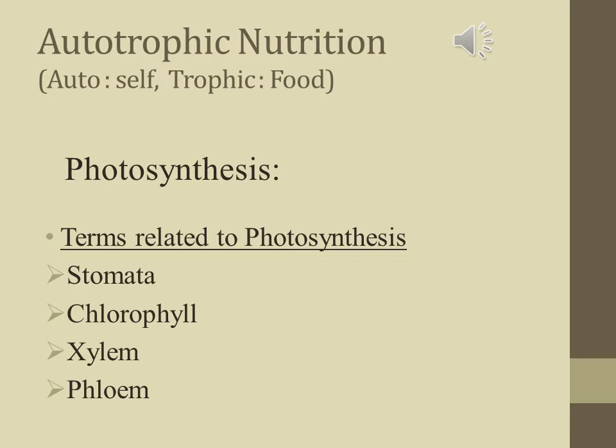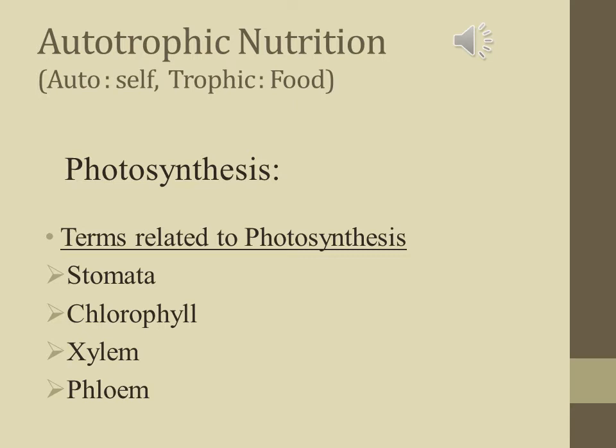The plants can make their own food with the help of light energy of the sun, carbon dioxide from the air and water from the soil by the process of photosynthesis. How they prepare their food, we will see in our next slide. But before going into detail about photosynthesis, you have to know certain terms regarding photosynthesis. These are stomata, chlorophyll, xylem and phloem.